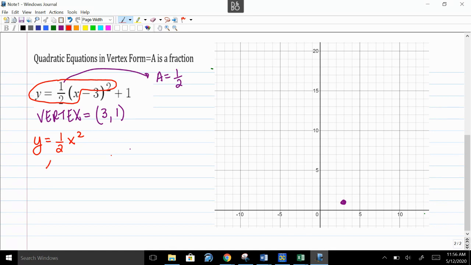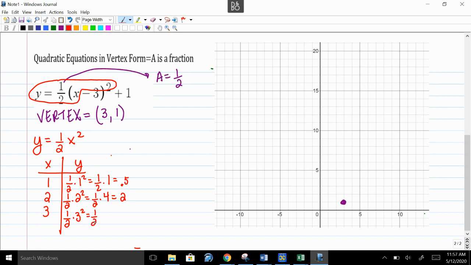What we've been doing with our xy tables is going with 1, 2, and 3, which I'm going to do here. If it was 1, that would be 1/2 times 1 squared, which is 1. 1/2 of 1 is 0.5. If I went to 2, 1/2 of 2 squared, which is 4. Half of 4 makes 2. There, it worked out nice and neat. And then for 3, it's going to be 1/2 of 3 squared, which is 1/2 of 9. Half of 9 is 4.5. So I got 1 and 0.5, 2 and 2, 3 and 4.5.